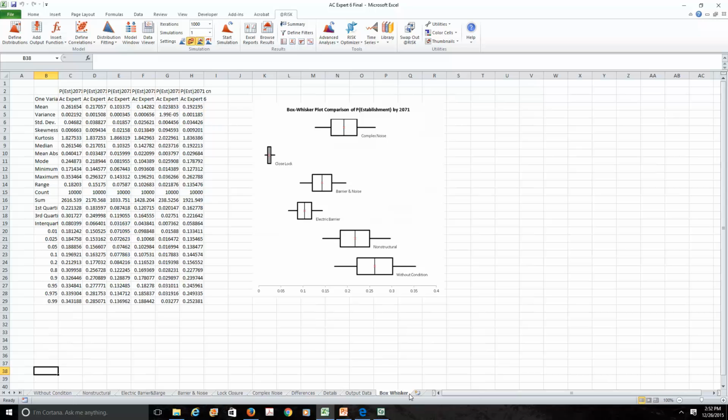For example, for this particular expert, we see this is the distribution of their estimates. The without condition probability is uncertain, but it ranges from about 17% to about 35%. You can see the lock closure is most effective. It has a much smaller probability of establishment, and that probability exists primarily because the measure cannot be implemented until 2021. But a number of summaries like this were provided back to the experts so that they could confirm their judgments or not.